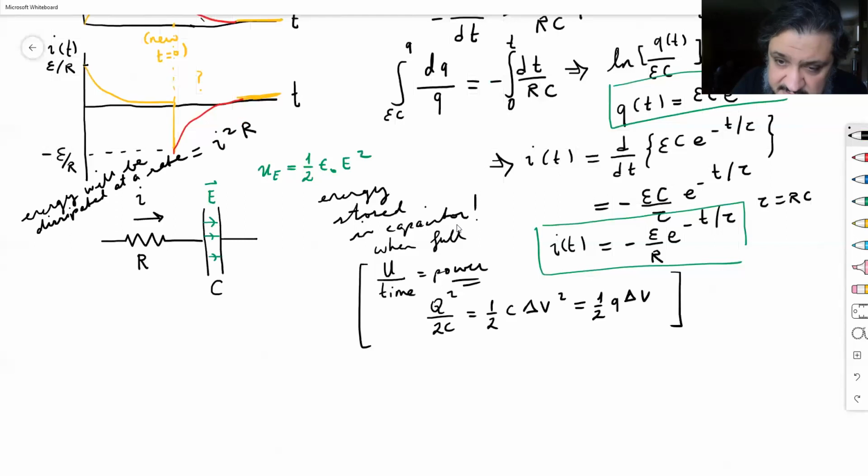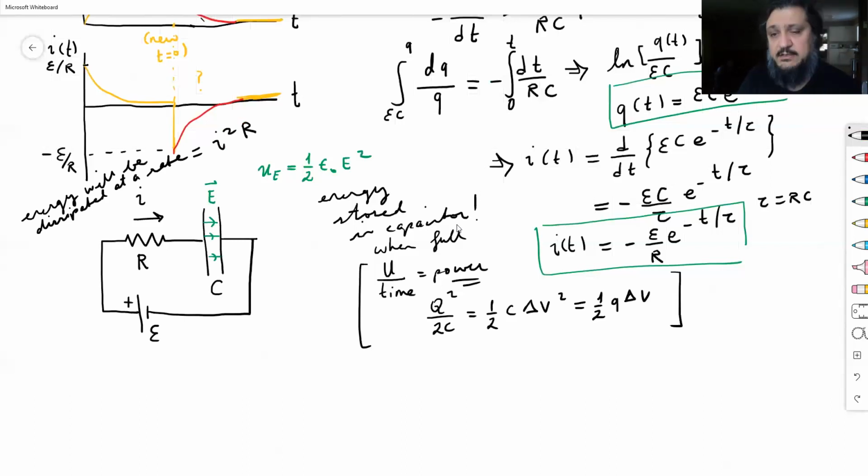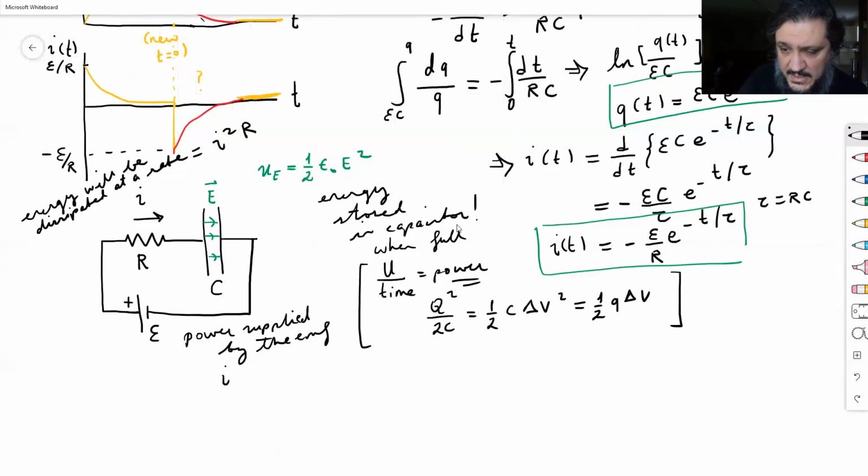And these two components are connected to the charge source or the charge pump or EMF, as you call it, electromotive force, which is the battery here. That's your power supply. So the power supplied by the EMF you can write as I times E.